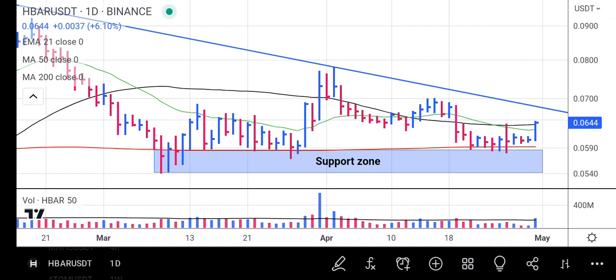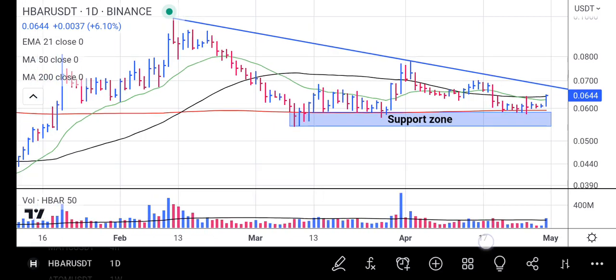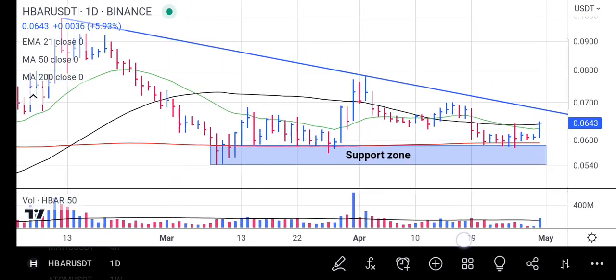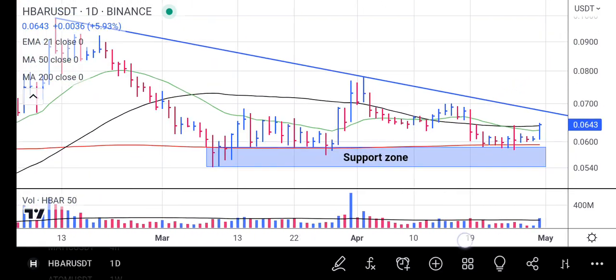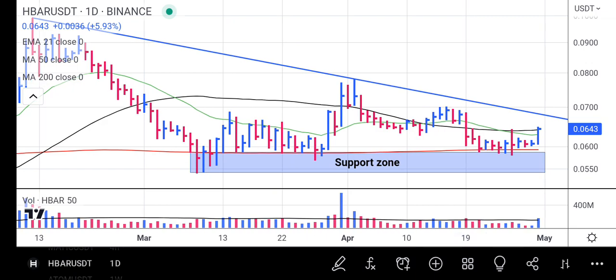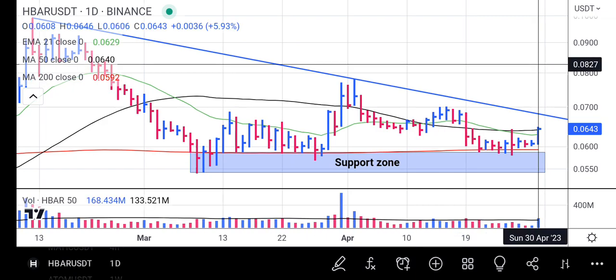The support zone of HBAR stays intact, but the resistance zone keeps reducing. It keeps reducing to the downside, giving HBAR a chance to break above it. Our focus now is if HBAR could rise above the blue line, that's the upper trend line, and the volume is huge. Yes, we'll know that institutional traders have come in and the volume of trade to push HBAR to the upside is interesting, and that tells us that a rally is in the making.